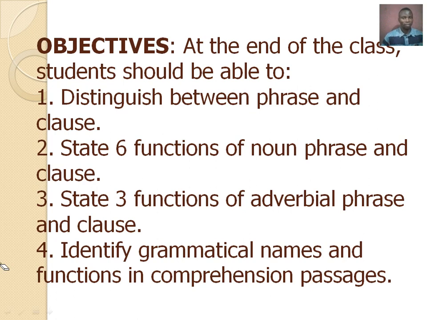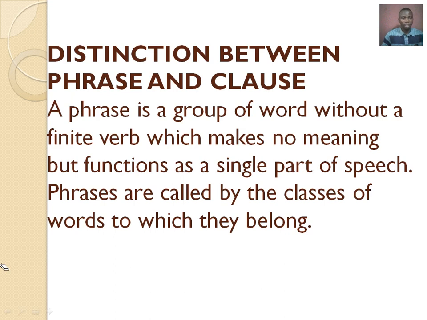So what are the objectives of the lesson? At the end of the class, you should be able to distinguish between the phrase and the clause. You should be able to state the 6 functions of a noun phrase and clause. You should be able to mention the types of subordinate clause. You should be able to mention the types of phrase. You should be able to identify the 3 functions of adverbial phrase. And most especially, you should be able to identify grammatical names and functions in comprehension passages. Now let's begin the lesson proper.